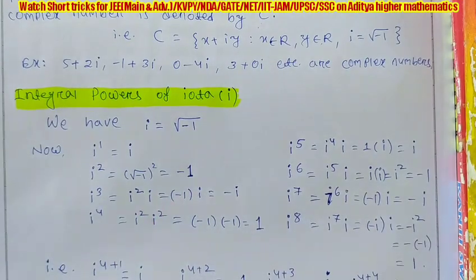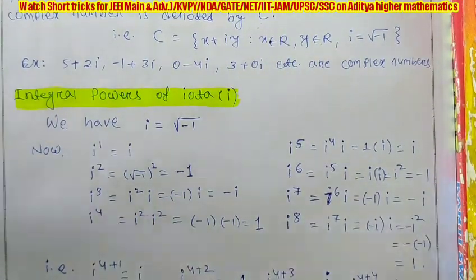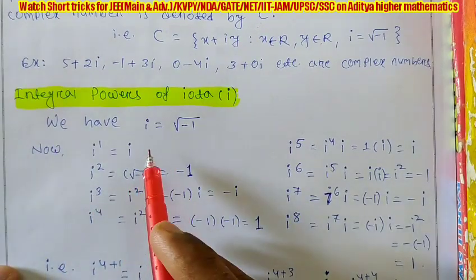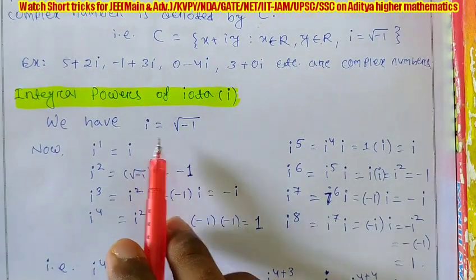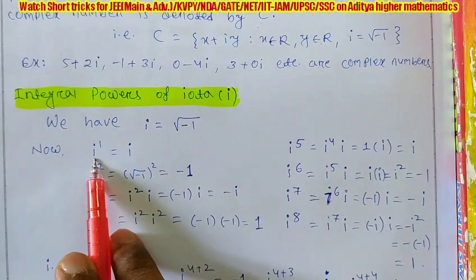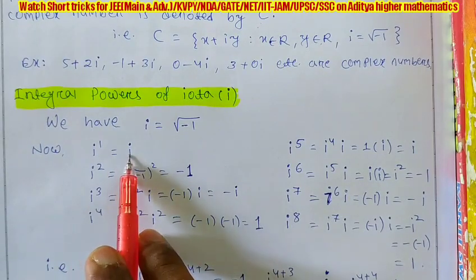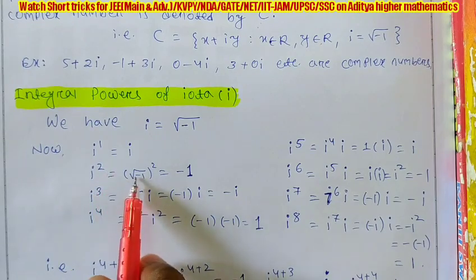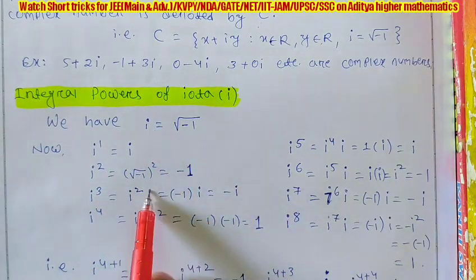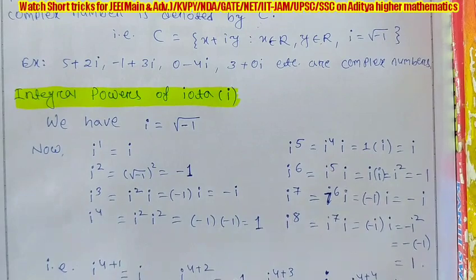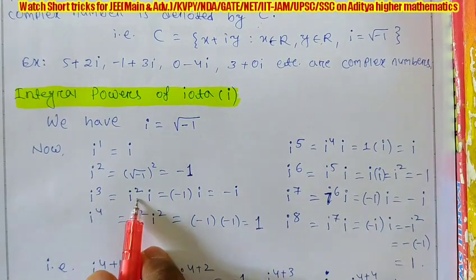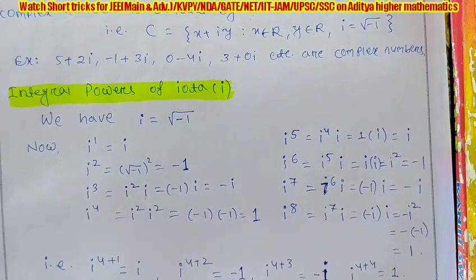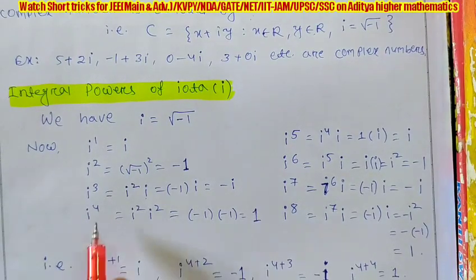Now we will discuss our topic, how to find integral powers of iota. So first we will start with some integer powers. The value of I is the square root of minus 1. I to the power 1 is I, there is no doubt. Then what is I square? Since I is the square root of minus 1, its square must be minus 1. I cube is I square multiplied by I. These are some rules you first have to know. Then we will discuss how to find large powers.